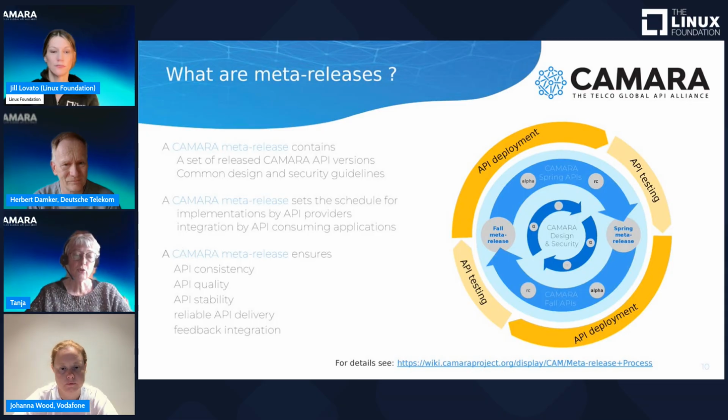And it also ensures the stability of APIs, the reliable delivery, and the integration of feedback from the community into the release process. So it's improving over time as well. So you see in this picture the 3 circles. In the middle, you see the evolution of the design guidelines and the security guidelines, then the APIs, and then the external consumers of those APIs.